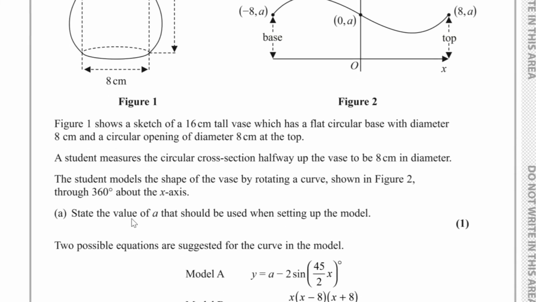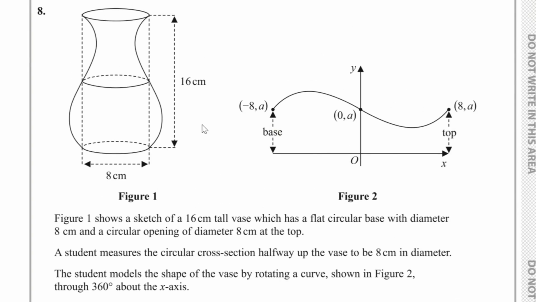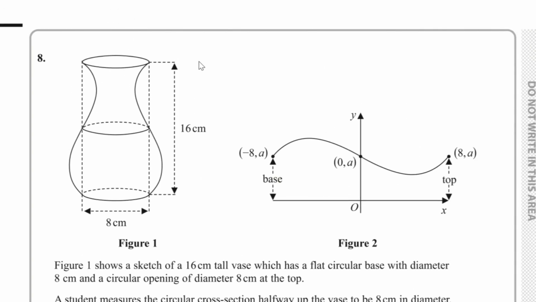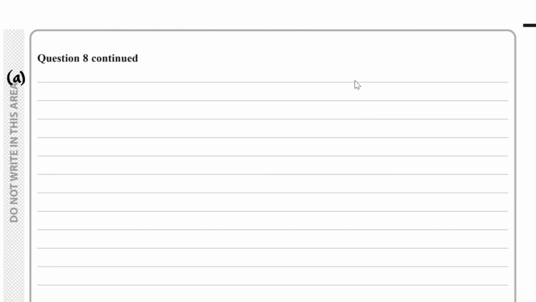And for part A we have to state the value of A that should be used when setting up the model. Well, essentially this axis over here corresponds to the midpoint, and therefore this bit over here will be half of the 8, which is 4. And so therefore for part A we have A equals 4.